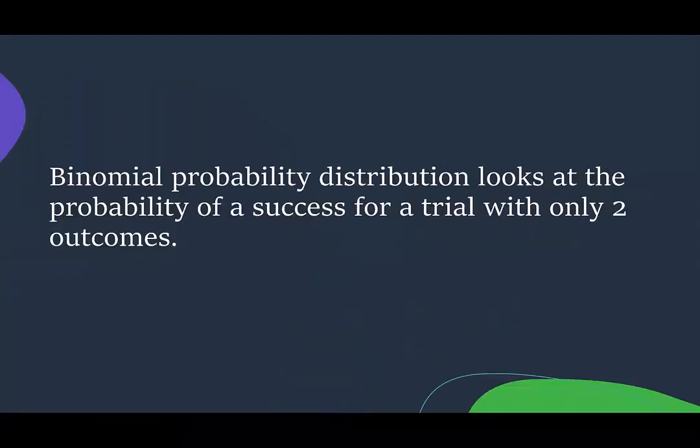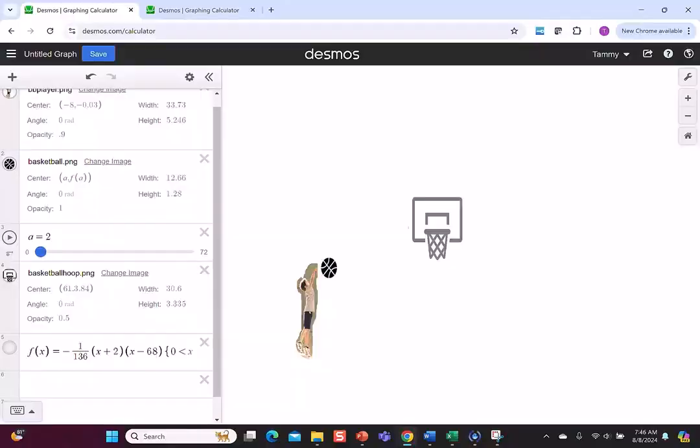As a reminder, binomial probability distributions look at the probability of a success for a trial with only two outcomes. In our example today, we're going to look at free throws for a basketball player. We know there are two choices. When the player throws the ball, he can make the basket, or he might miss the basket. But notice there are only two things that can happen. We can have a success, or we can have a failure. So that's our binomial, meaning two.